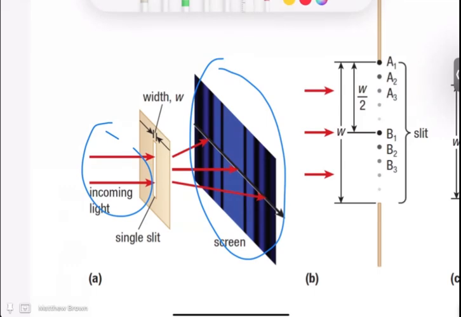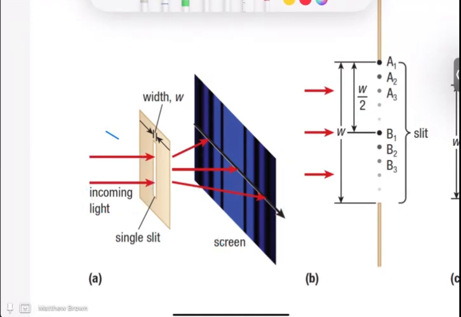Now the width needs to be pretty small, right? We're talking like millimeters or whatever. It's not very big at all. And then you have a screen, similar, usually about a meter or so away, and you can get a little pattern like this on the screen, which is kind of interesting, particularly when you've only got a single slit.